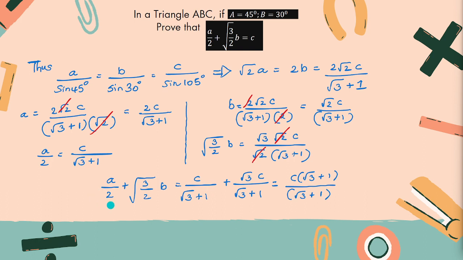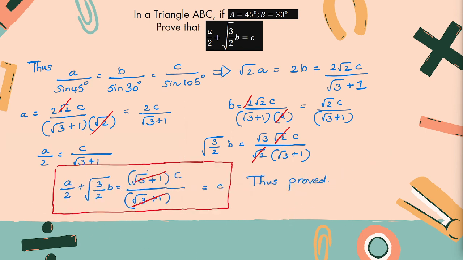So that means a over 2 plus root 3 over 2 b equals c over root 3 plus 1, which is this a over 2, plus root 3 c over root 3 plus 1. And when you add these together and take out the c from both terms, you get c multiplied by root 3 plus 1 over root 3 plus 1. And when you simplify both of these and cancel them out, you get c. So that proves that a over 2 plus root 3 over 2 b equals c, because you cancel just these two out. And thus it's proved.